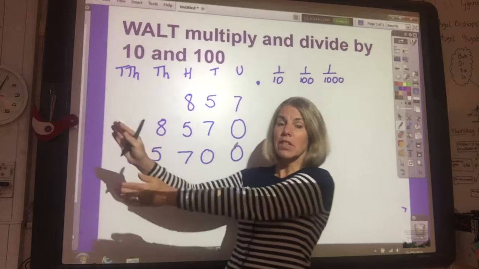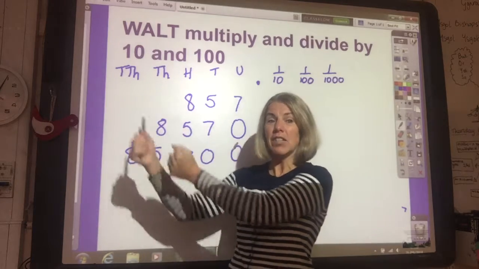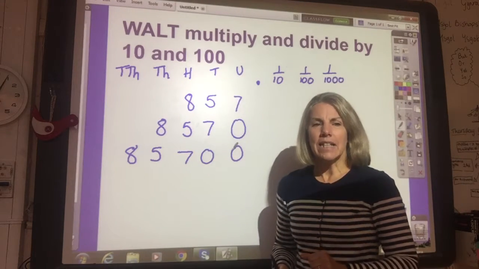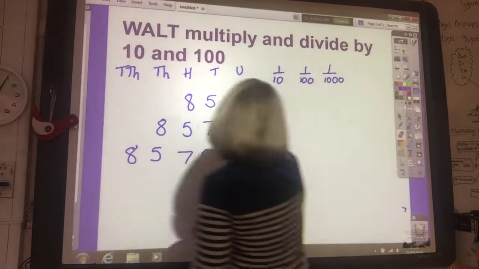Okay? Keep that in your head. It's the numbers that move. We don't just add a 0 onto the end because each number now does a different job. What happens if we add a decimal, a number after the decimal point into that? So let's choose a nice new number.